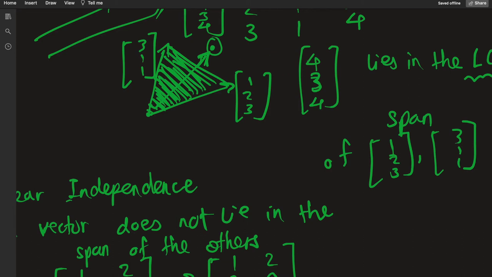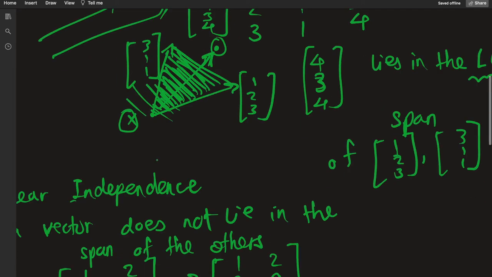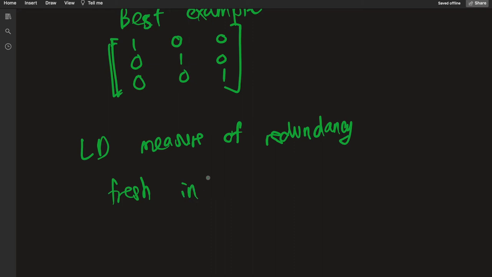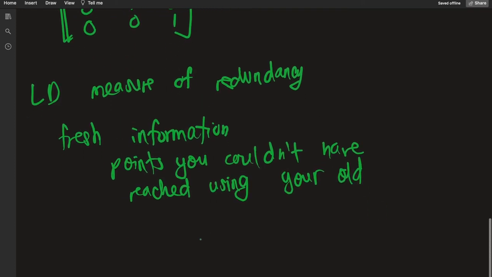I mean, there was actually no need even to have this new vector to represent a fresh point. But if there was a vector pointing out of the page, for example, or into the page, mutually perpendicular to these two vectors, then that would be linearly independent. Because using these two vectors, you can only reach points in this entire plane. You can't reach points that are perpendicular to the plane. That's why we are searching for fresh information, or points you couldn't have reached using your old independent vectors.